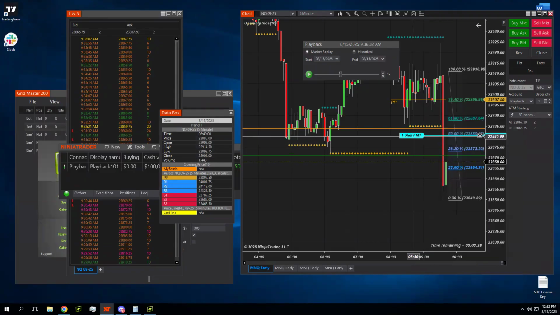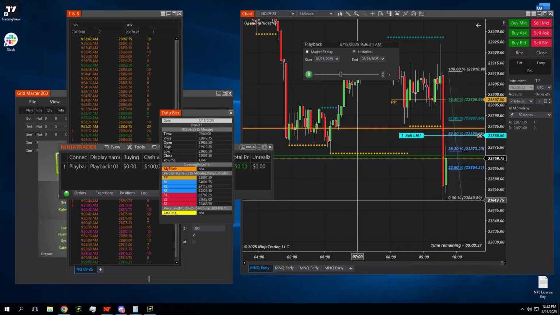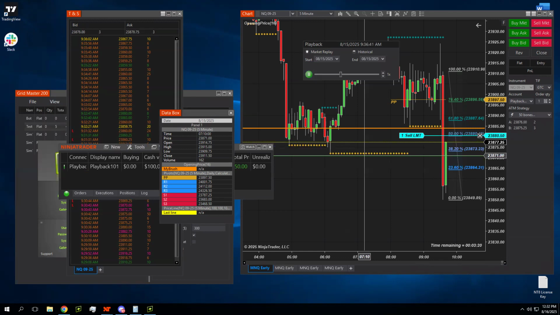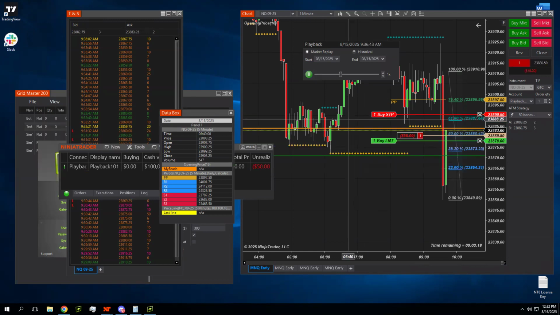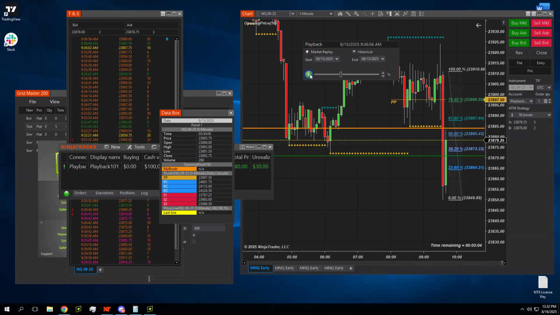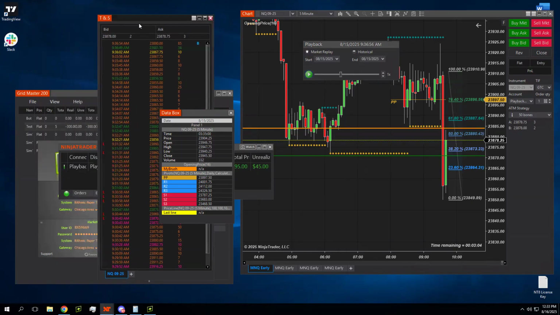Order submitted. All right, so let's see what it does at the 50% mark. Oh, yeah. Okay. All right, so we see the retracement of the overnight low worked. Order failed. Let's see how that one works. Ooh. Target failed.